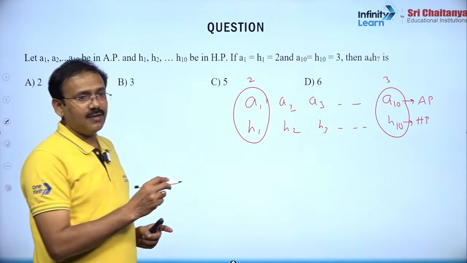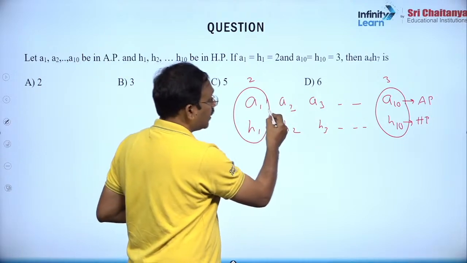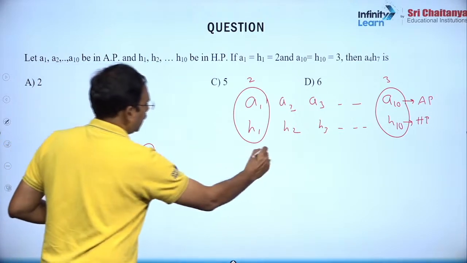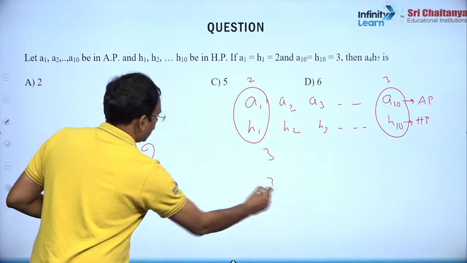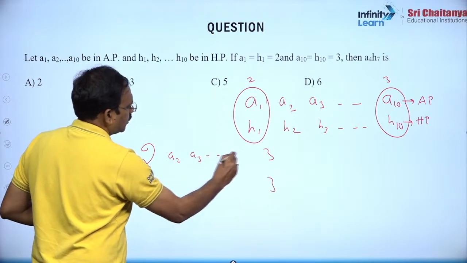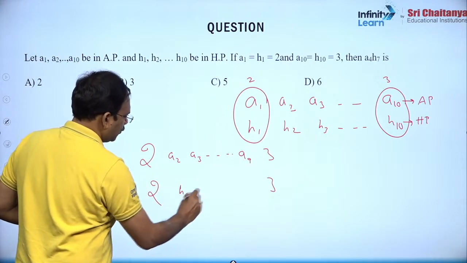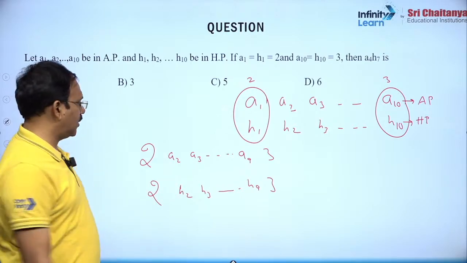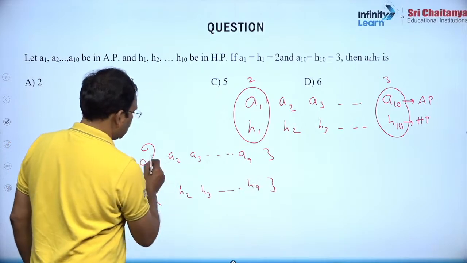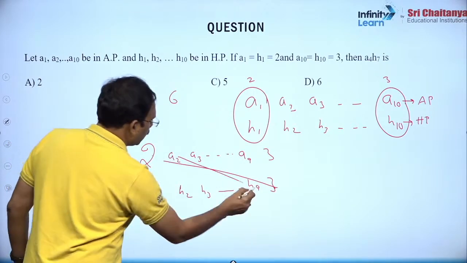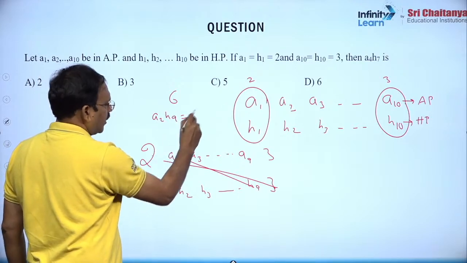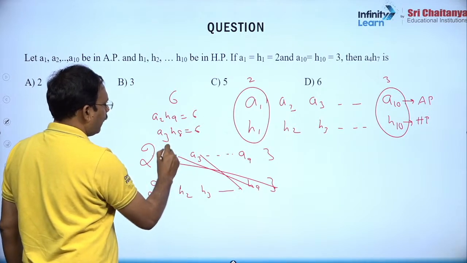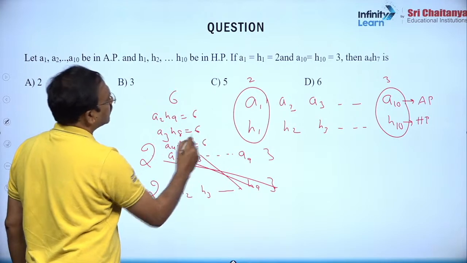Next my dear friends, so here look at the point: see this, between 2 and 3, 8 arithmetic means and 8 harmonic means are inserted. You see my dear friends, between 2 and 3 you see a2 a3 and so on a9 and h2 h3 and so on h9 are inserted. One important shortcut here is, in this case 2 into 3 is 6, a2 into h9 will also be 6, a3 into h8 will also be 6, a4 into h7 will also be 6, like that my dear friends.